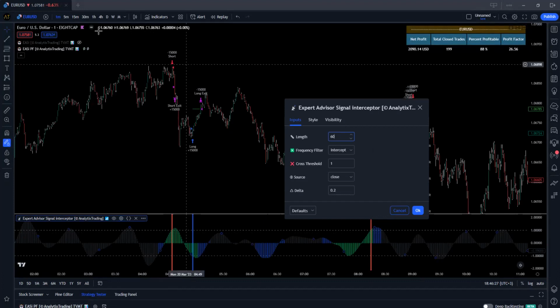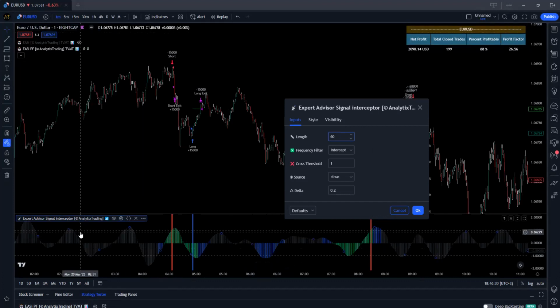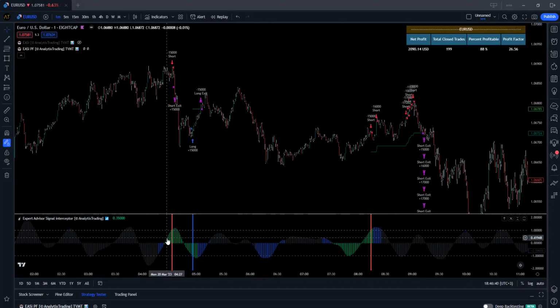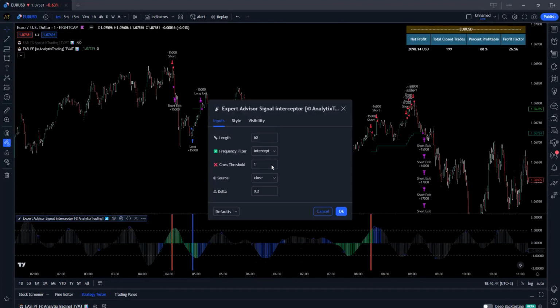If it's set at 60 on the 1 minute, it's looking back at the last hour. Our frequency filter, we can switch between intercept and signal. If it's an intercept and the signals cross over the cross threshold, which we have set at 1, it'll take a short, as you can see here, and vice versa. It goes to -1, it'll take longs. If we have it at signal, then the longs would happen once the signals are being received, not intercepted at the cross of the threshold.